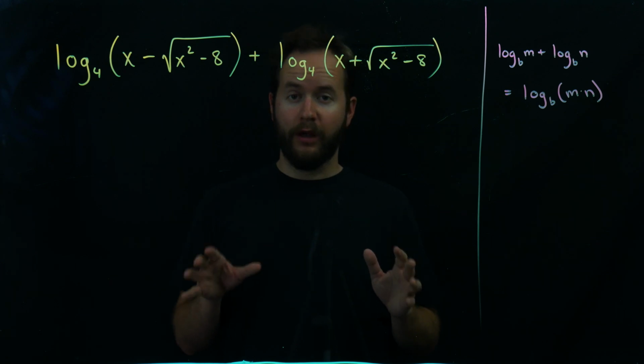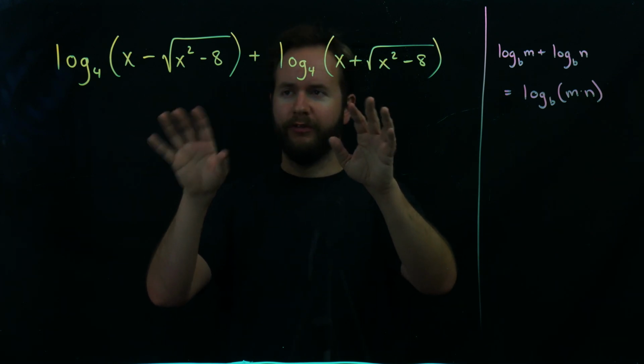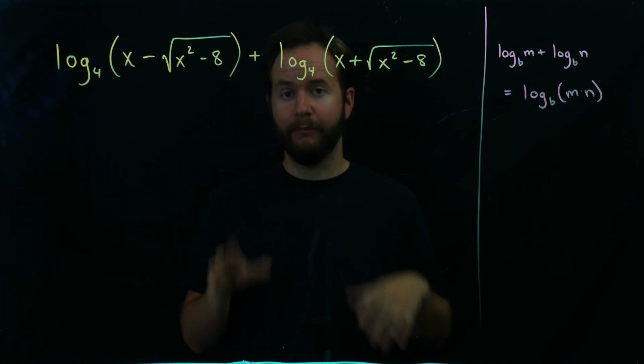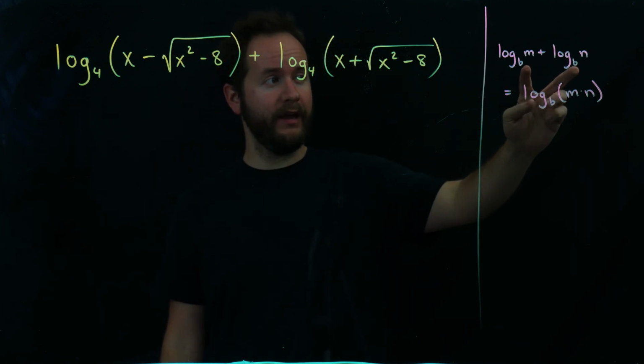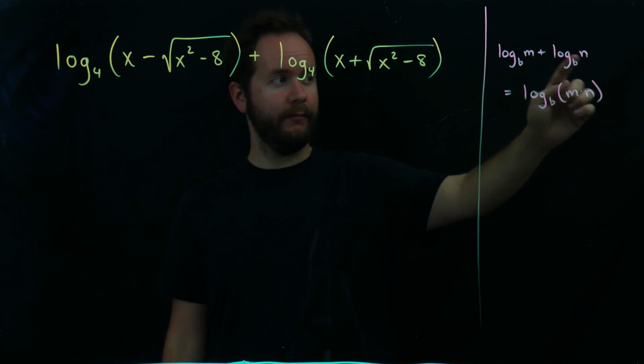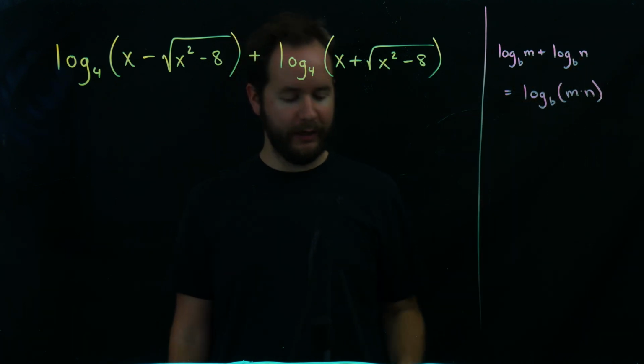Now this looks like a scary problem. We've got two huge logs with some weird square root expressions inside them, but it's actually not that bad so long as we remember this log rule over here. If we add two logs of the same base, we multiply their arguments. M and N are the arguments, and they get multiplied here in this log.